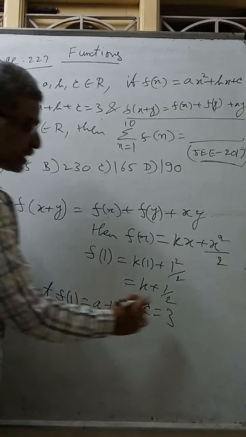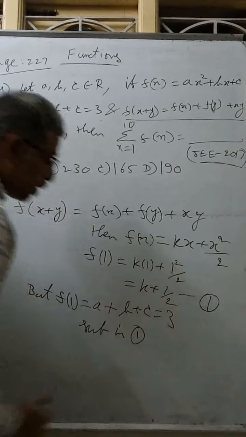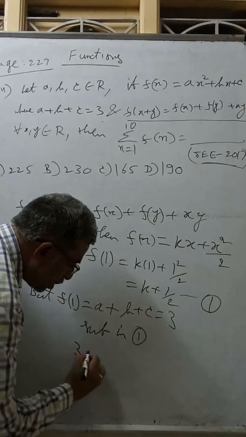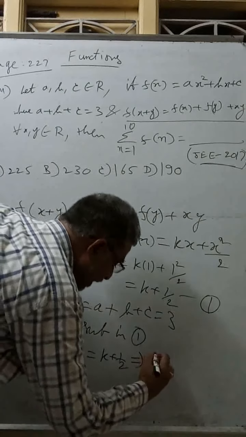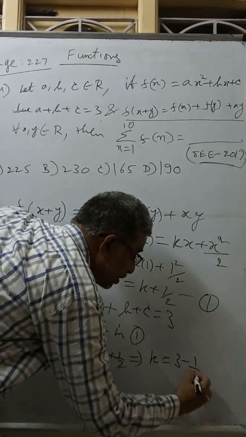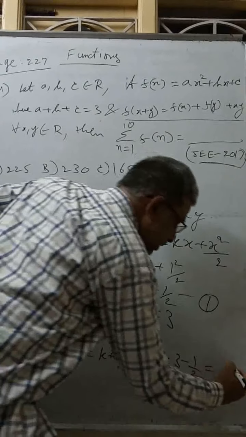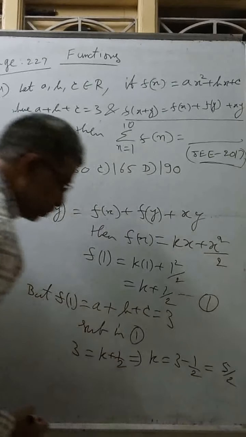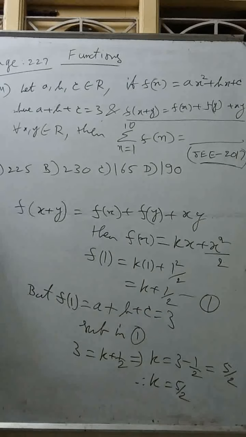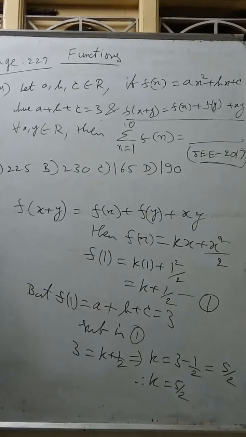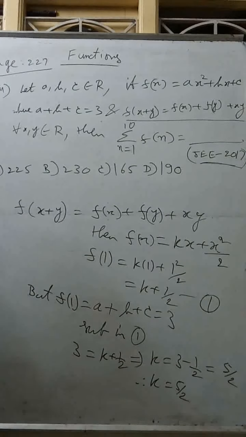If I substitute this in equation 1, what do I get? So 3 equal to k plus 1 by 2. This implies k equal to 3 minus 1 by 2. So 3 minus 1 by 2 becomes 6 minus 1 by 2, which is 5 by 2. So k equal to 5 by 2. Now my equation becomes f of x equal to 5 by 2 x plus x square by 2.